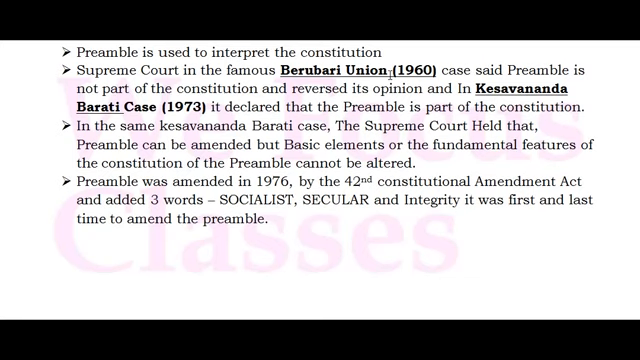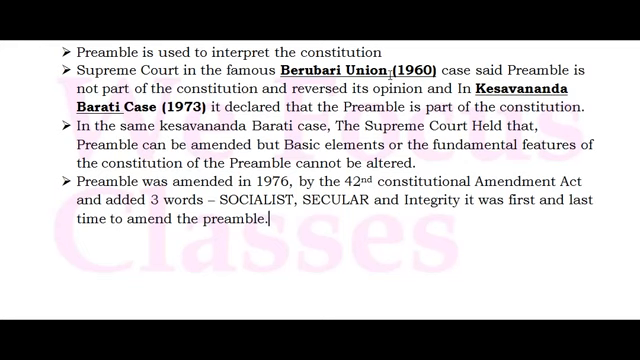Only once, in 1976, by the 42nd Constitutional Amendment Act, we added three words: socialist, secular and integrity. This is the first and last time the preamble was amended. So the preamble was amended only once. This is again important. What are the cases related to the preamble? That is Beru Bhari Union and Kesavananda Bharati case. There could be a question like, can you amend the preamble of the constitution? Yes, we can amend it, provided it does not disturb the basic elements and fundamental features of the constitution.